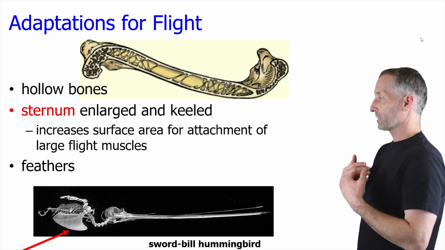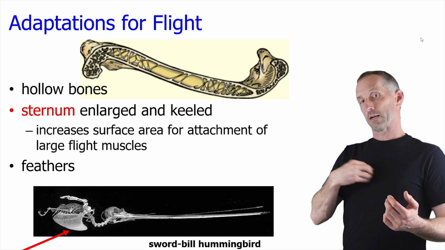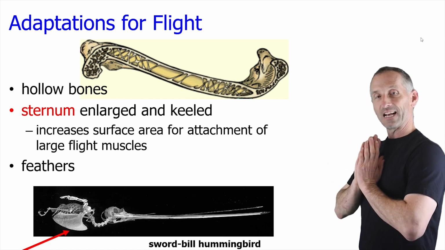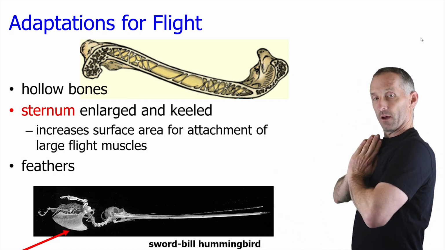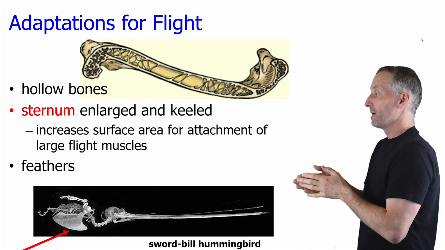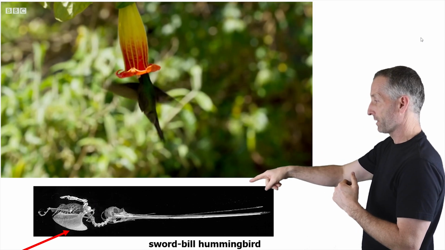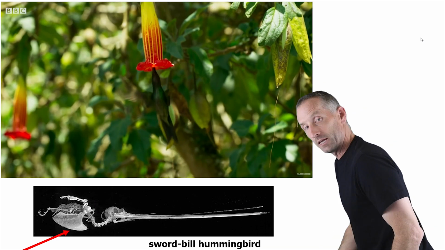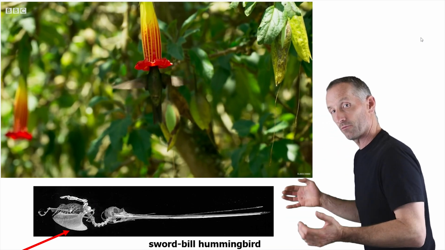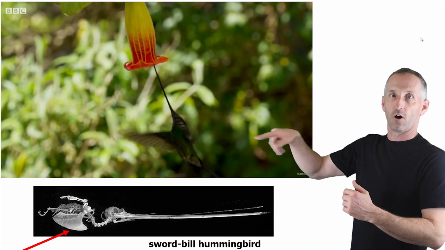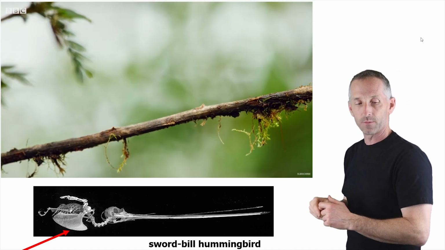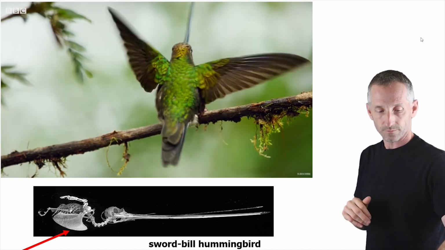They also have a sternum, this bone right here, that is enlarged and has a keel. That is a projection off of it like this, which is for the attachment of flight muscles. On the bottom there you have a sword-billed hummingbird, and you can see this incredible keel that's coming off the sternum for the attachment of flight muscles, as well as the incredibly long beak that's longer than the rest of the body for probing in flowers.